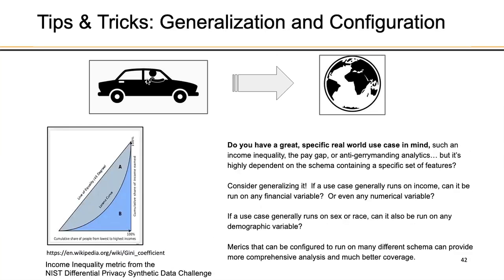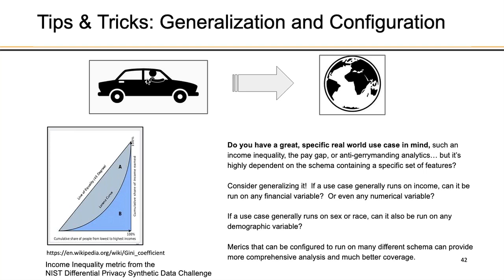Okay, do you have a specific real world use case in mind? So for instance, anti-gerrymandering analytics or income inequality, but it's highly dependent. It only runs on a few features in the data, and so it's only applicable to data that has those features. You have to have an income variable if you want to do income inequality, or income and some demographics.